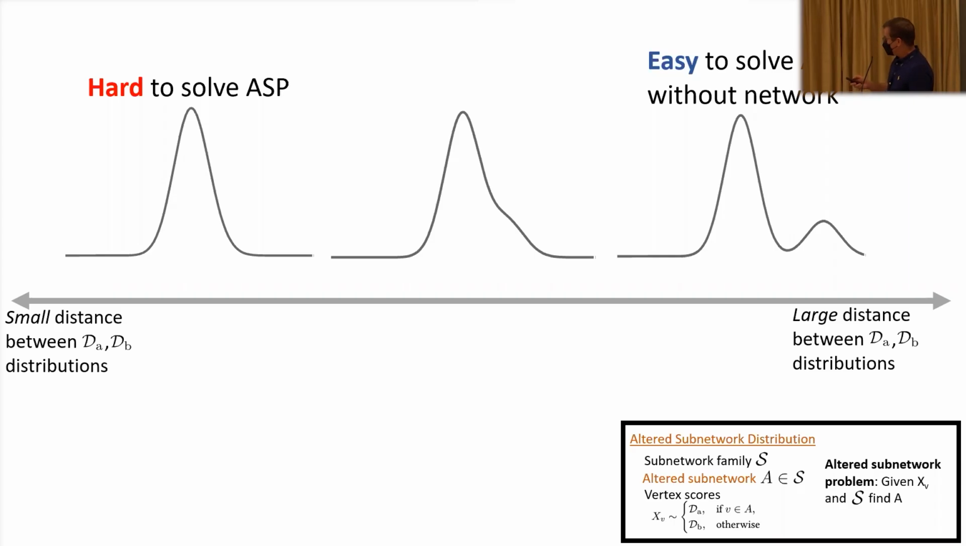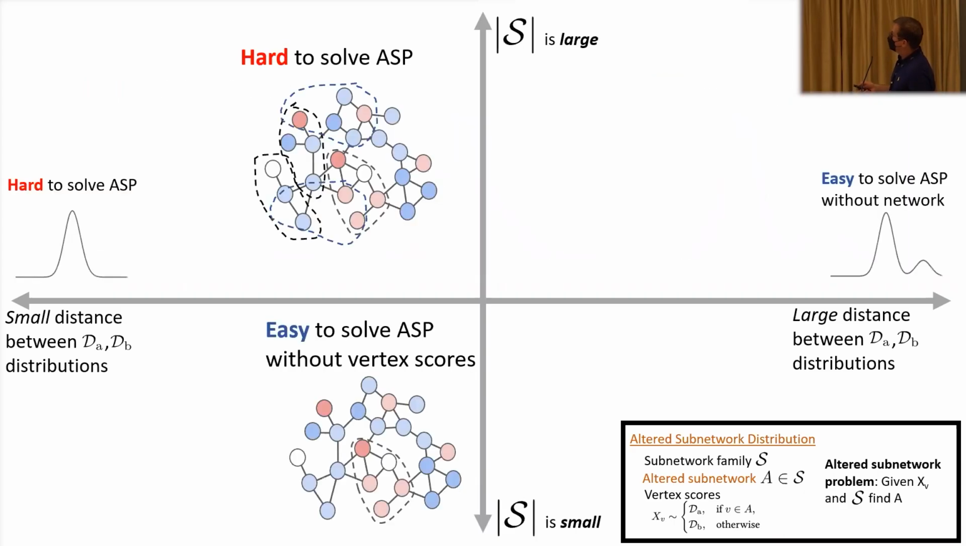And then on the other axis, we can think about the subnetwork family itself also. So if the subnetwork family is really large, in the limit, we could think of the subnetwork family including all sets of nodes, 2 to the n, right? And then there's no structure at all.